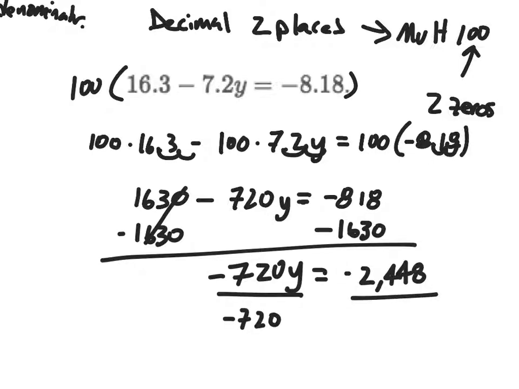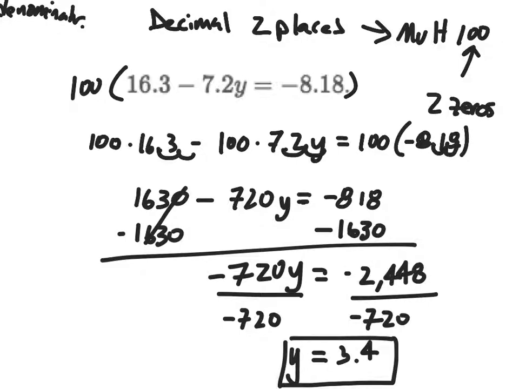Now, the next thing I want to do is divide both sides by negative 720. If I divide this by 720, it's actually going to give me that y is equal to, and a negative divided by a negative is going to give me a positive. So I get a positive value of 3.4. And I just put that in decimal notation. The reason why I'm putting it in decimal notation is because our original equation is written with decimals.